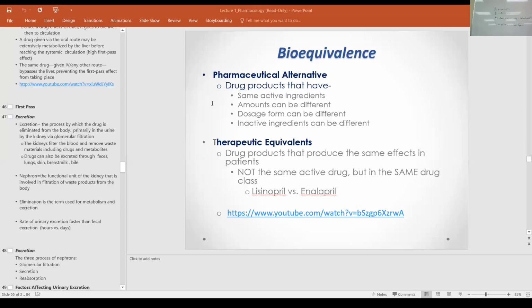Originally, the generic companies had to guess at the formulation. Now, we have analytical chemistry methods such that it's easy to get an originator drug and run it through some analytical equipment and figure out the exact ratio of every single excipient, so they can duplicate these drugs absolutely perfectly.